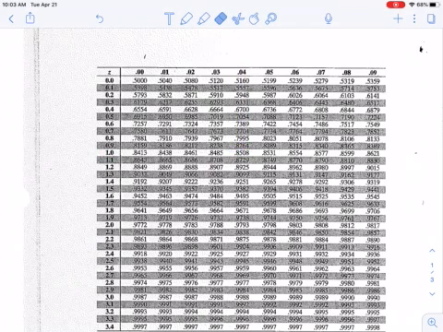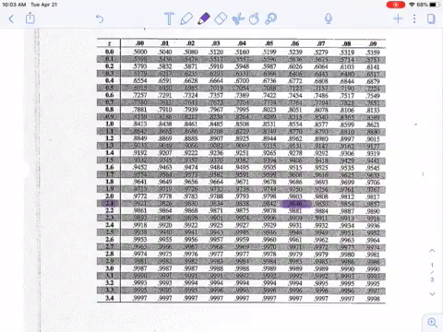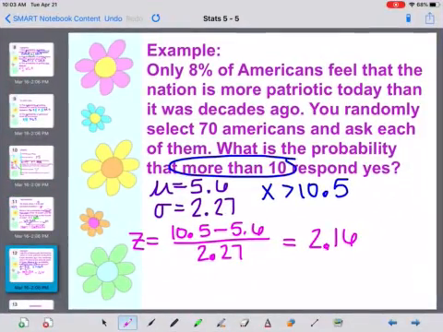So when you go to your chart, you go to 2.1 along the left, and you go to 6 across the top, and you come to 9846. So our area is 0.9846.